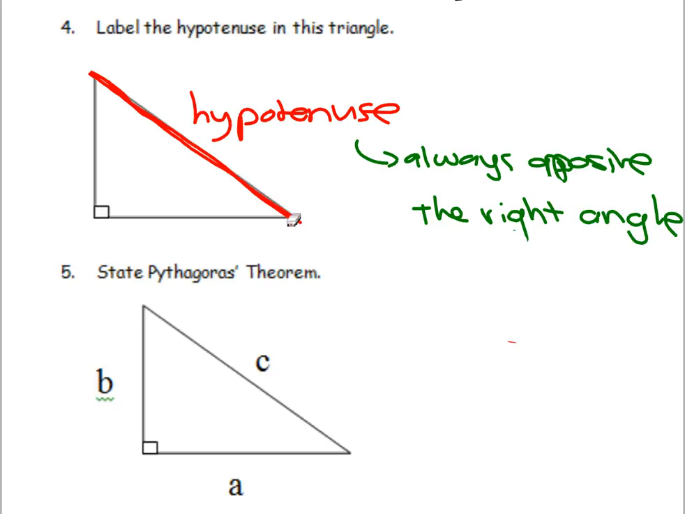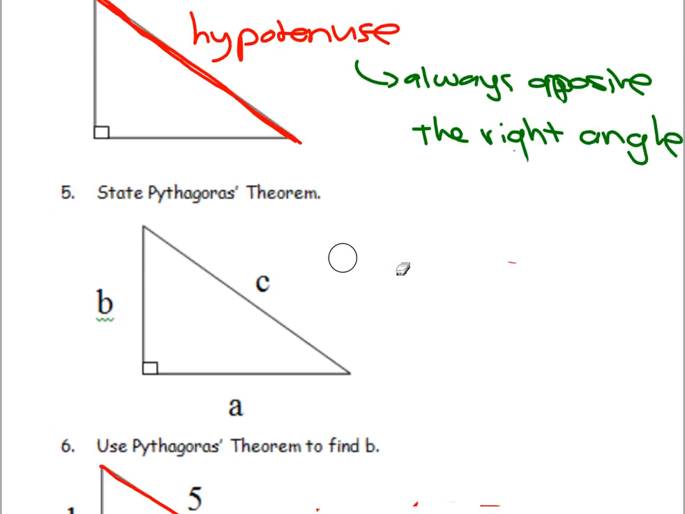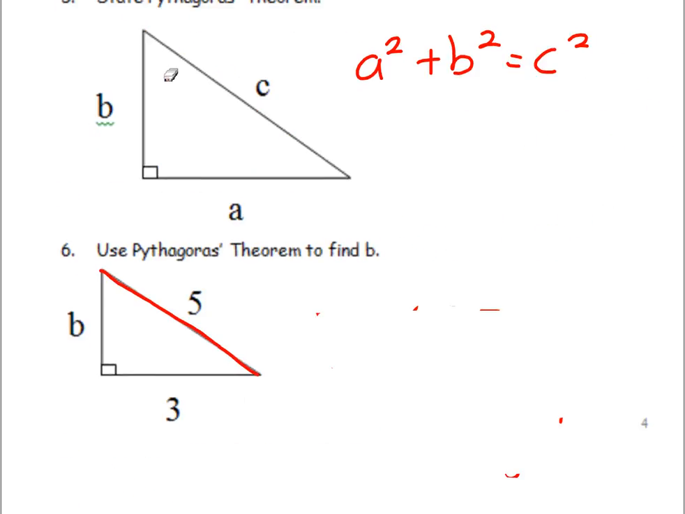Okay, so state Pythagoras' theorem. Probably remember it. And the reason why I'm getting you to do this is it relates to this particular topic we're about to do. A squared plus b squared equals c squared, where c is the length of the hypotenuse and a and b are the legs.